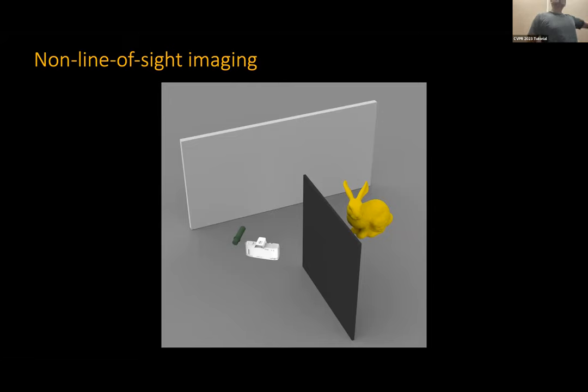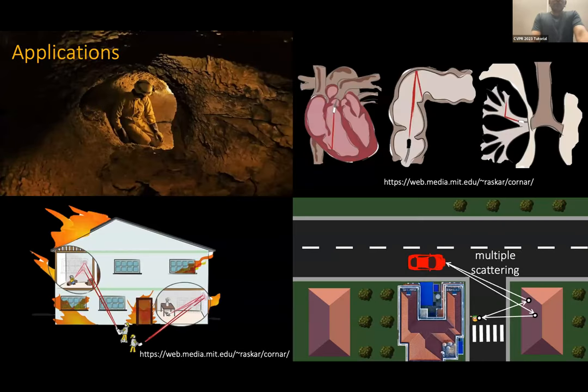But now we have a diffuse wall and we still want to look around the corner beyond line of sight. We could think of several potential applications of non-line of sight imaging: cave exploration, medical applications, or locating survivors who are caught up in some unfortunate situation. There is no line of sight between the firefighters and the survivors, or in autonomous cars where there might be a child around the corner in the blind spot of the car because of some other obstacles. These are all cases where you can use non-line of sight imaging techniques.